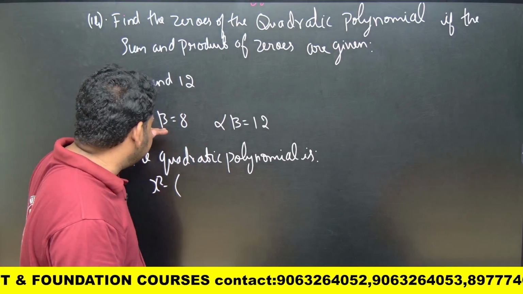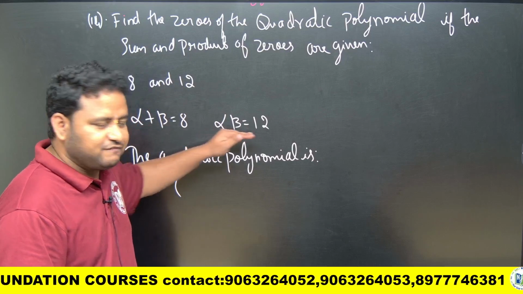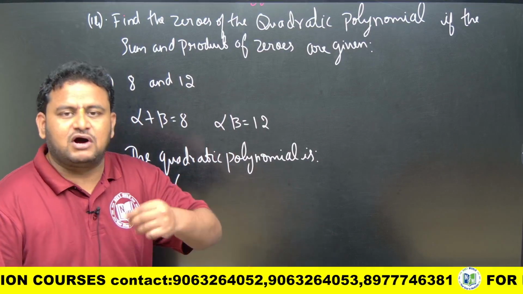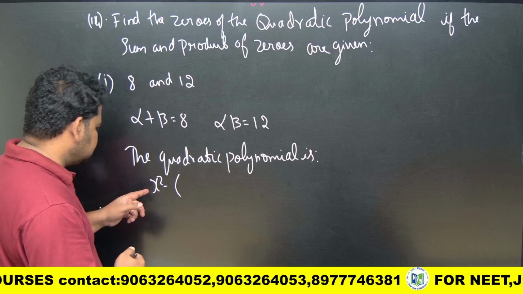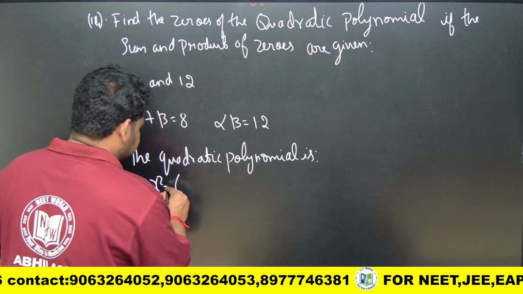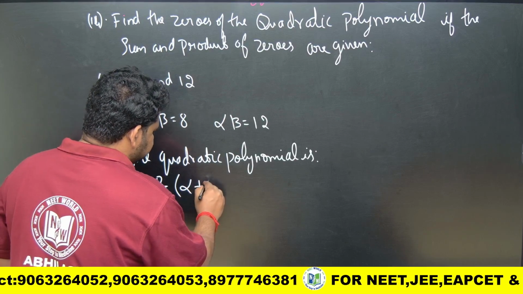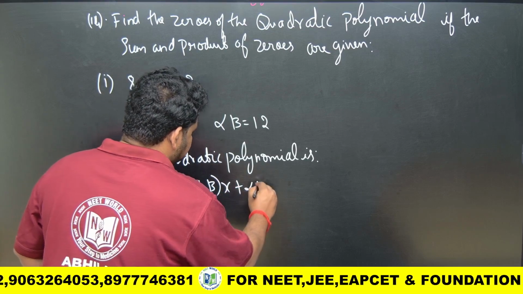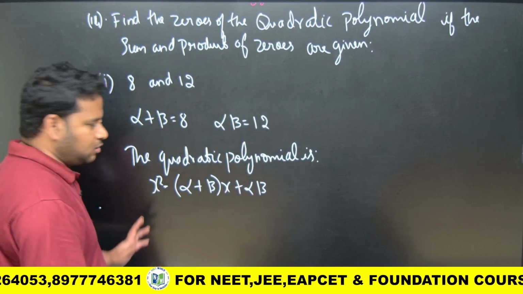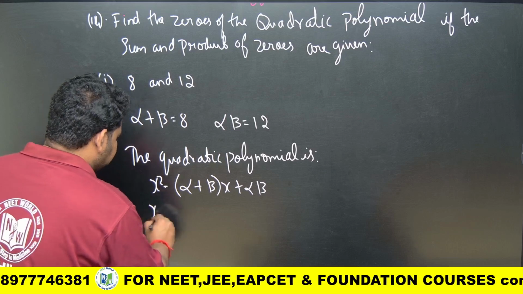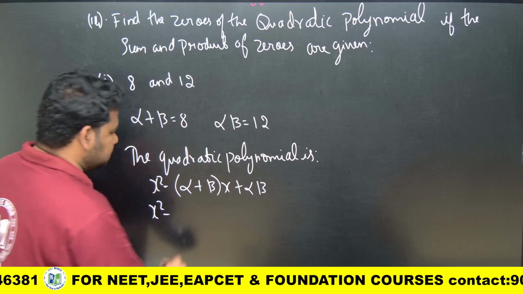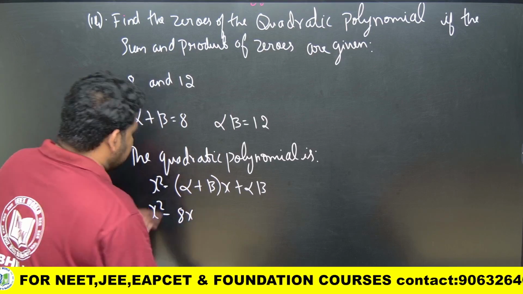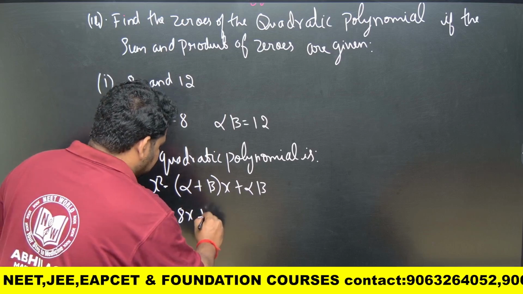Here we have got alpha plus beta, and here we got alpha into beta. We want to find alpha and beta. So, this can be written as x square minus (alpha plus beta) into x plus alpha beta. The quadratic polynomial is like this. Now, x square minus alpha plus beta, which is 8, so this becomes 8x, plus alpha beta, which is 12.